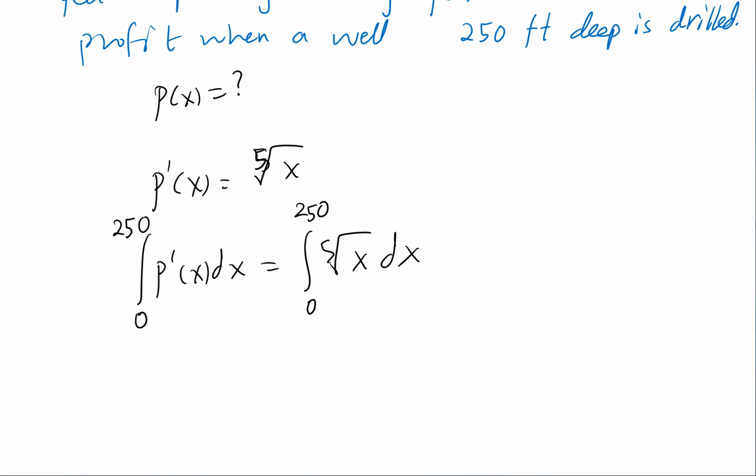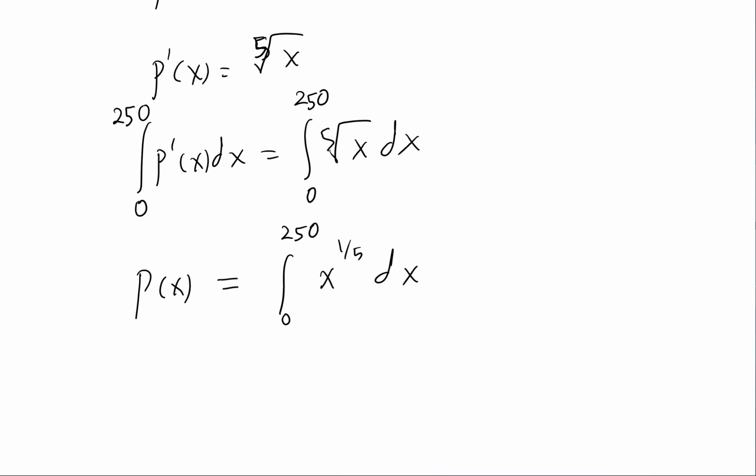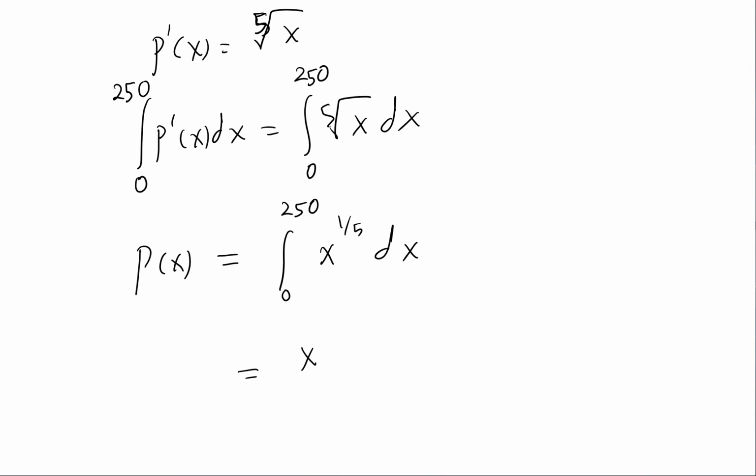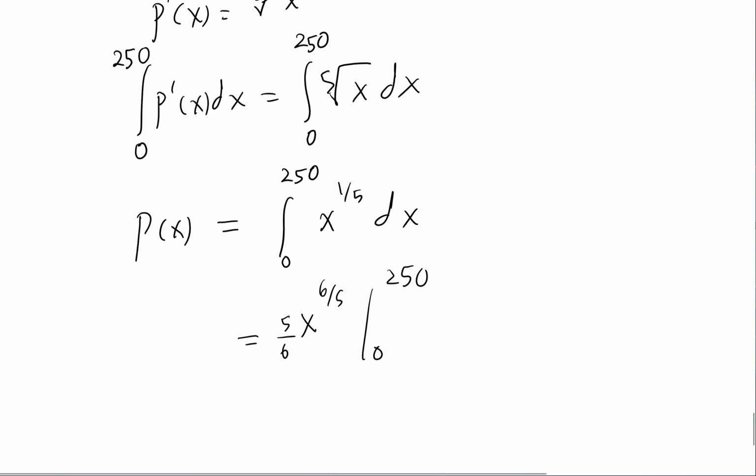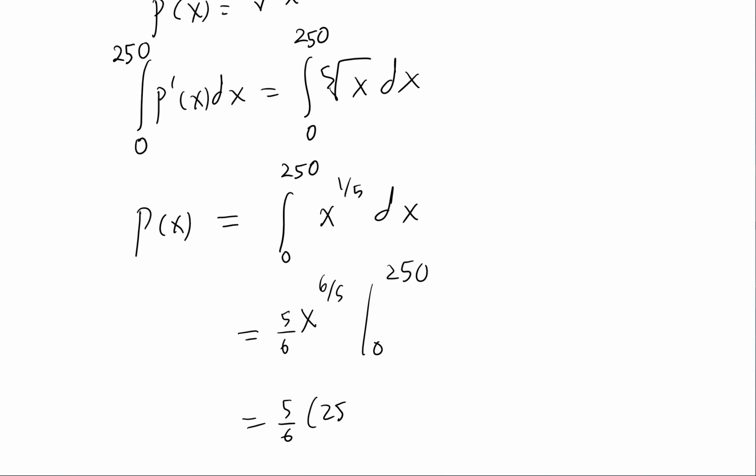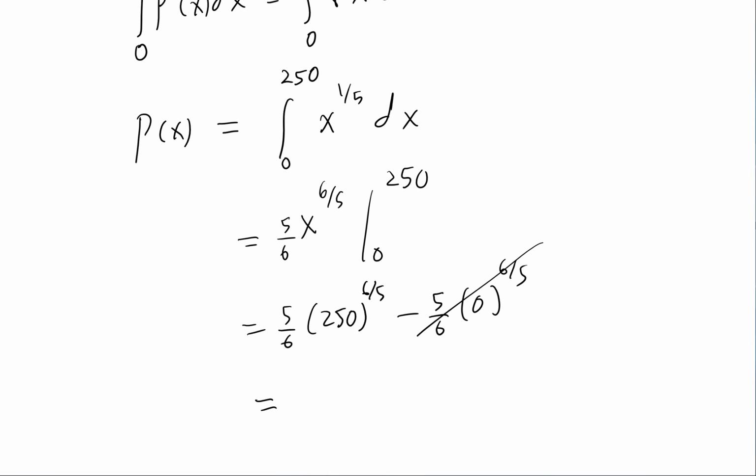Now the left hand side, nothing but p of x that I'm looking for. To integrate this one, we have to rewrite it as x to the 1/5 dx. Then integrating this, add 1 to the exponent, becomes 6/5 and flip it, from 0 to 250. Substitute the 250 in, minus the 0 in, so that's gone. If you evaluate this on the calculator, it gives us about $628.56.